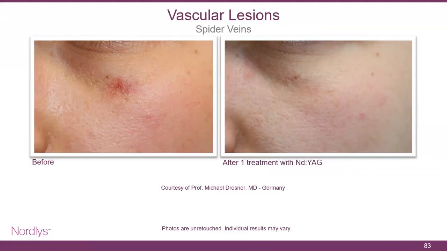And I would probably use that compression tip, the one that has the little sapphire window in it, to just apply a little bit of pressure to slightly occlude that vessel, reduce the flow, which helps us to get the coagulation and therefore the clearance.